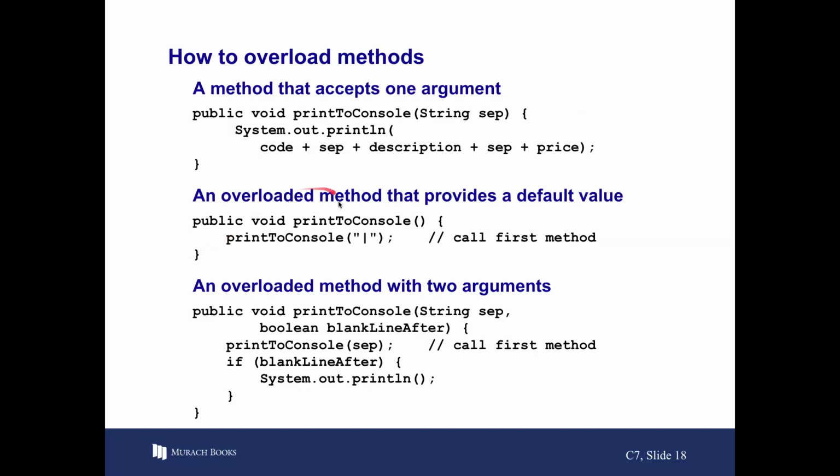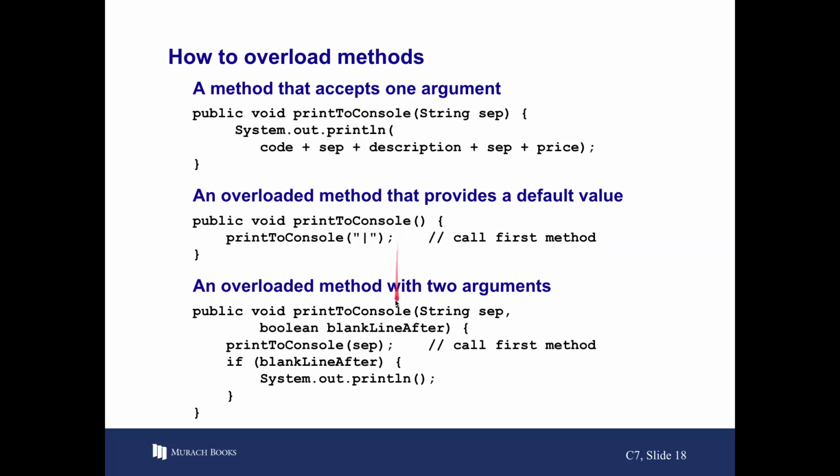You can also have methods inside your class that have the same name, but with different parameter lists. So in this case, we have printToConsole with one string parameter and printToConsole with no parameters. This is called overloading. You can do this if you maybe have an option that's going to have different output based on the number of parameters that are being sent in.